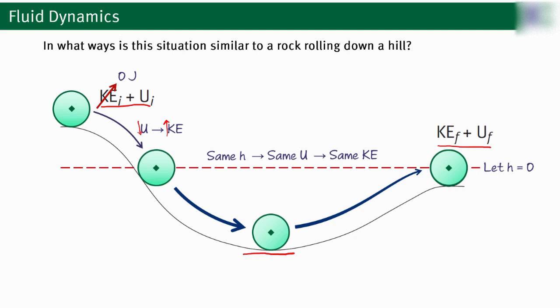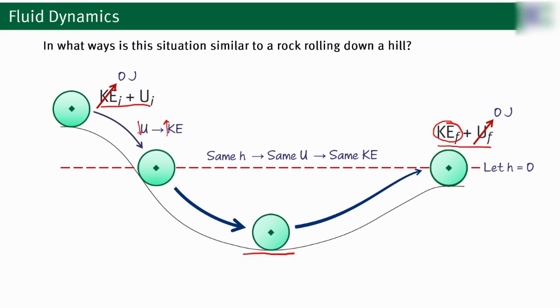Because potential energy can be calculated as mgh, by choosing the final height to be 0, we can say that the final potential energy is going to be 0. And this is a great simplification. The final kinetic energy must be equal to the initial potential energy. And the ultimate takeaway is that we can make this simplification.